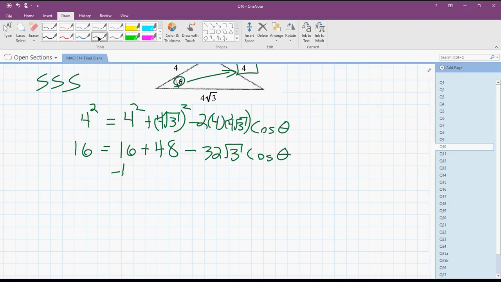Let me fix this since it didn't want to write very well. You just don't want to write. Maybe you don't know how to write.